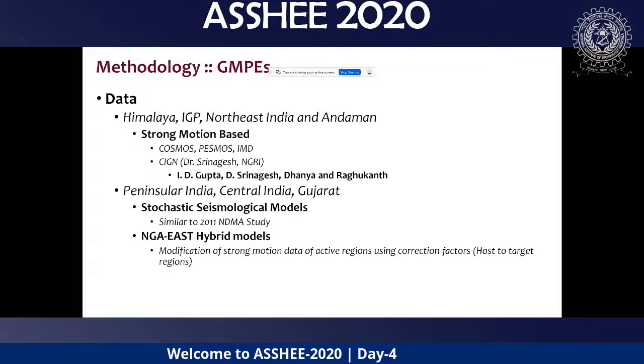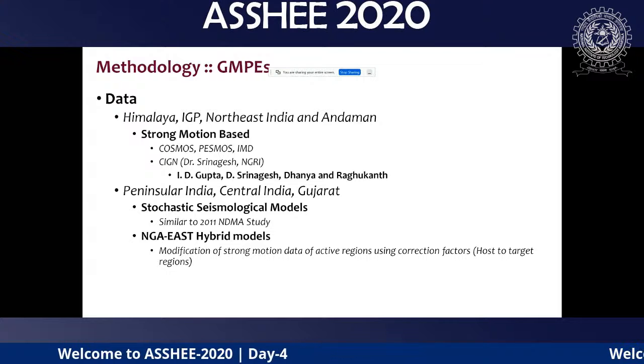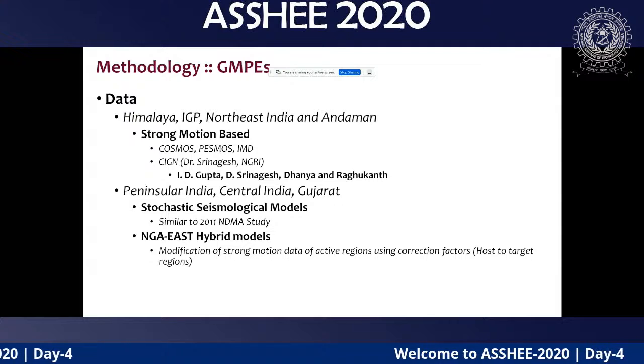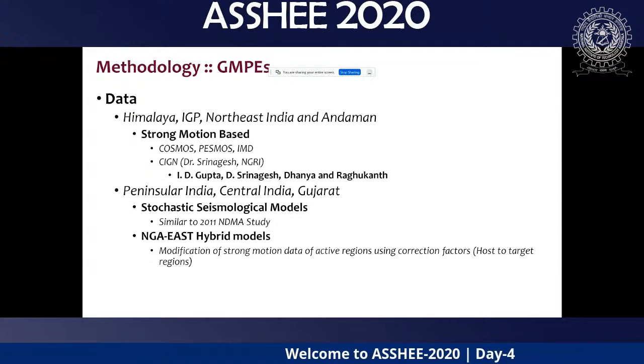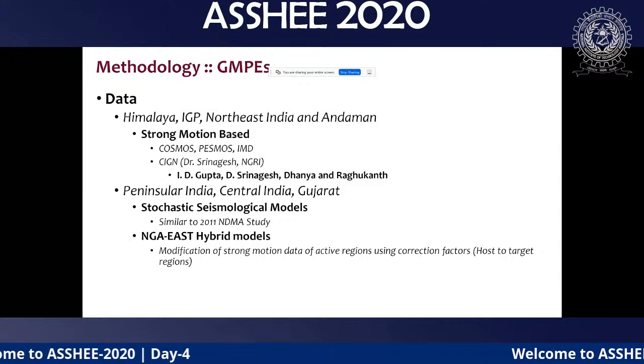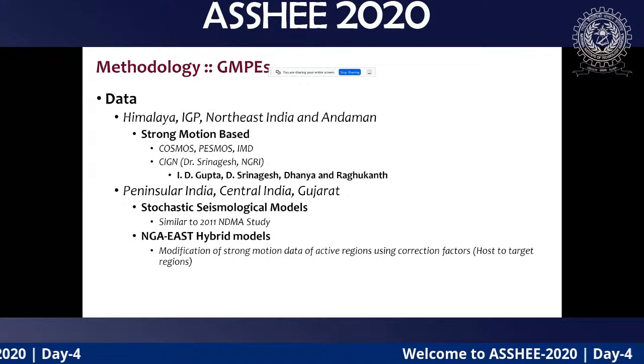And then coming to the GMPs, which we use in hazard analysis. In the older days, we did not have much data in India, so it was based on stochastic seismological models, even in the Himalayas. But now, as I already mentioned, in the last 10 years we have COSMOS, PESMOS, then IMD data, then CIGN.